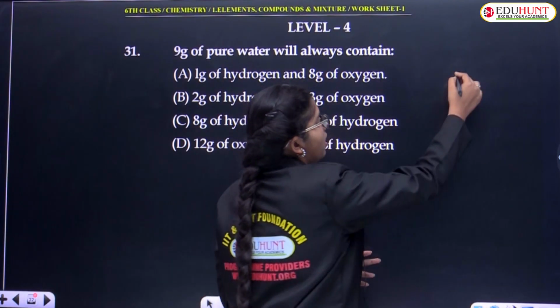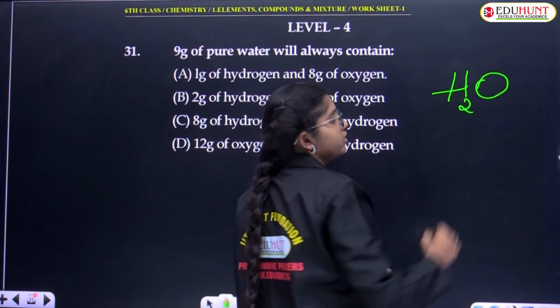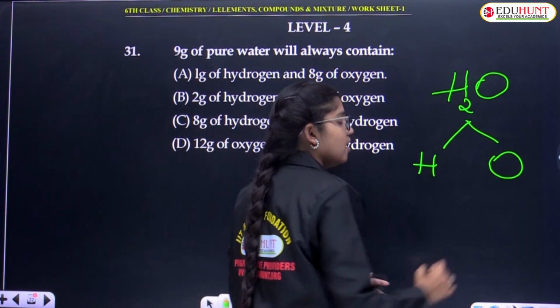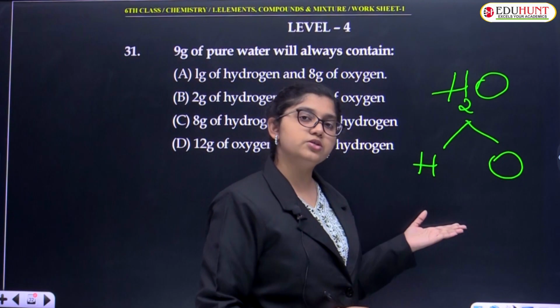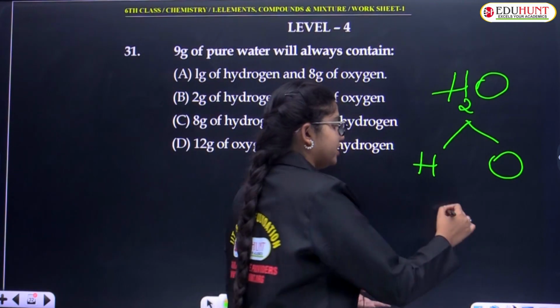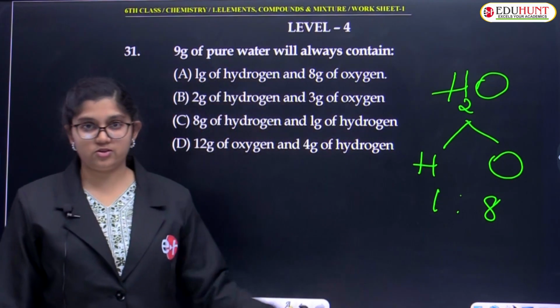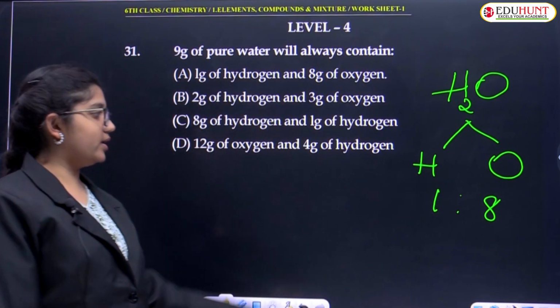We have H2O, the pure water molecule, right? It contains 2 different elements. What are they? Hydrogen and oxygen. So what is the composition? The proportion ratio is 1:8. I have repeated this 1:8 ratio many times in the previous concepts. So 1:8 is the ratio.